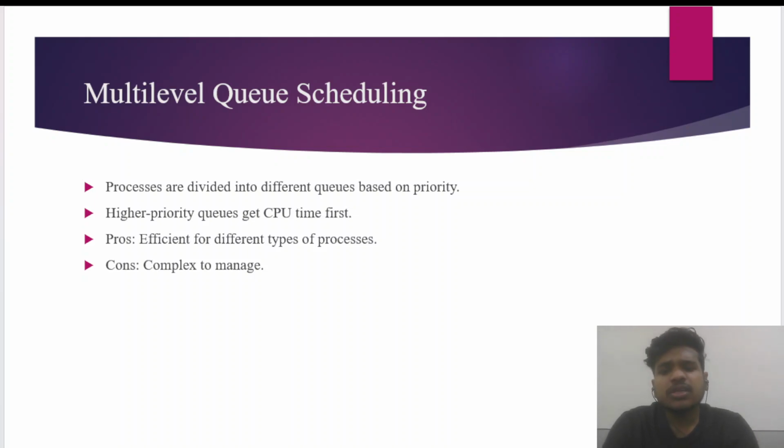In multi-level queue scheduling, there is priority. The high priority queues will get the CPU time first. For example, different service counters at a bank. VIP customers are served before regular customers because they are going to invest more, and therefore they are a priority. One advantage is that it is efficient for different types of processes. Let's say there are a number of processes of different types, so we can use multi-level queue scheduling for their execution. But this all makes it very complex to manage.